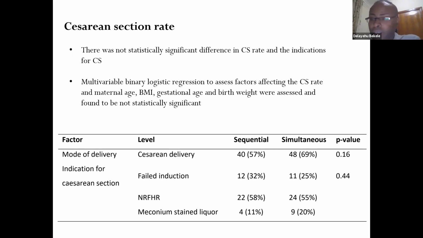The cesarean section rate was also not significantly different between the two groups, being 40% and 48% in the sequential and simultaneous groups. A multivariate binary logistic regression to assess factors affecting the cesarean section rate has shown no difference when looking at maternal age, BMI, gestational age, and birth weight as predictor variables.